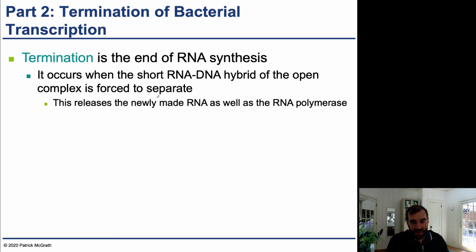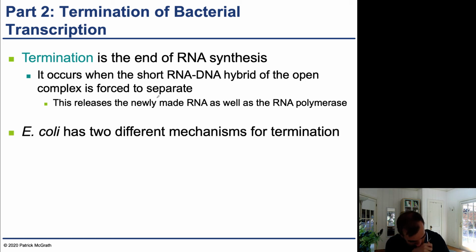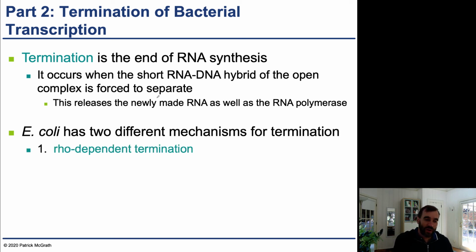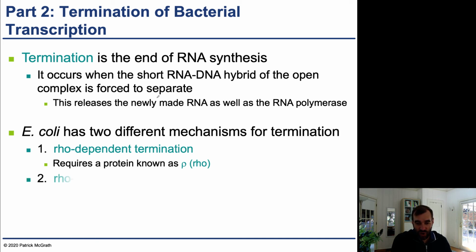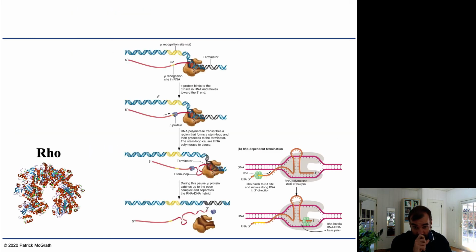Termination is the end of RNA synthesis. It occurs when the short RNA-DNA hybrid of the open complex is forced to separate, and this releases the newly made RNA as well as the RNA polymerase. In E. coli, the bacteria in which a lot of this fundamental work was done, there are two independent mechanisms used for termination. One is called rho-dependent termination and requires a special protein known as rho. And then there's rho-independent termination, which does not require this protein factor. We're going to talk a little bit about both of them.